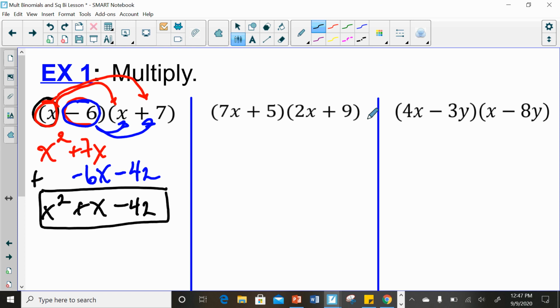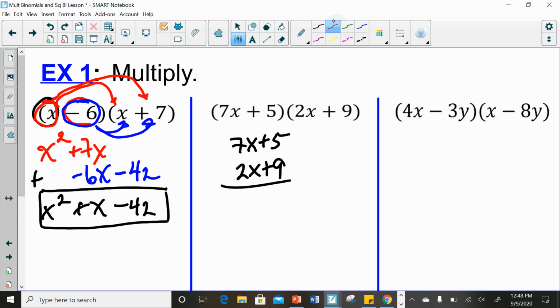All right, so for the middle one, I'm going to choose to do the vertical method. Now, if you did a different method on this one than what I did, you should still have gotten the same answer. And here's the 4 terms that you should have gotten. So look to see where you went wrong. All right, so vertically, I am going to write out 7x plus 5, and right below it, 2x plus 9.